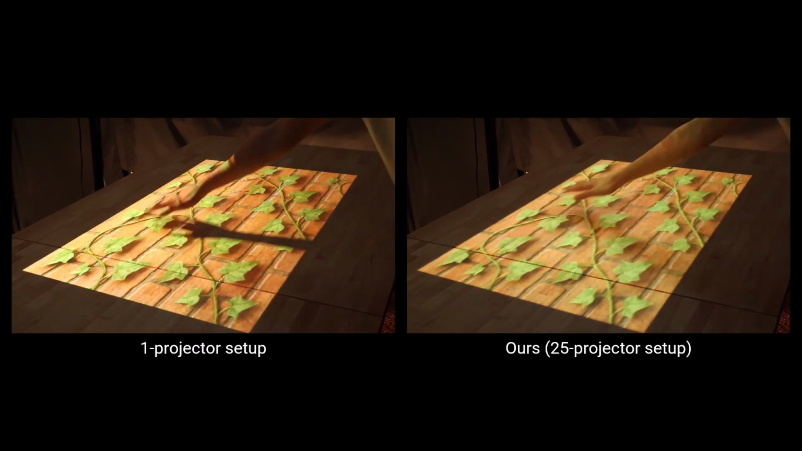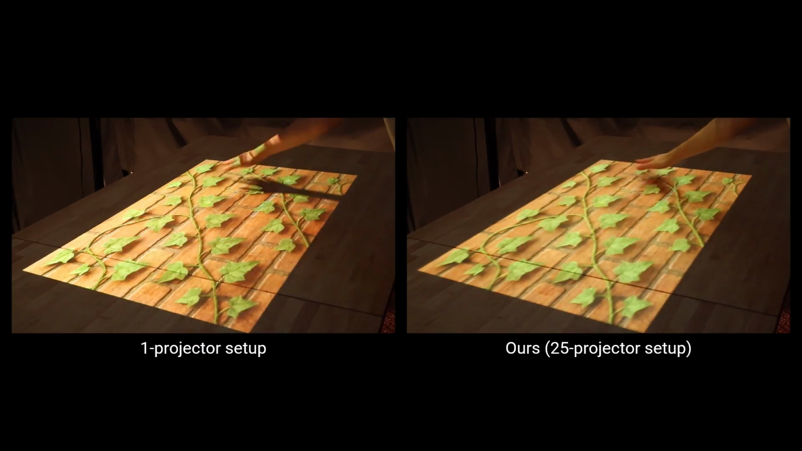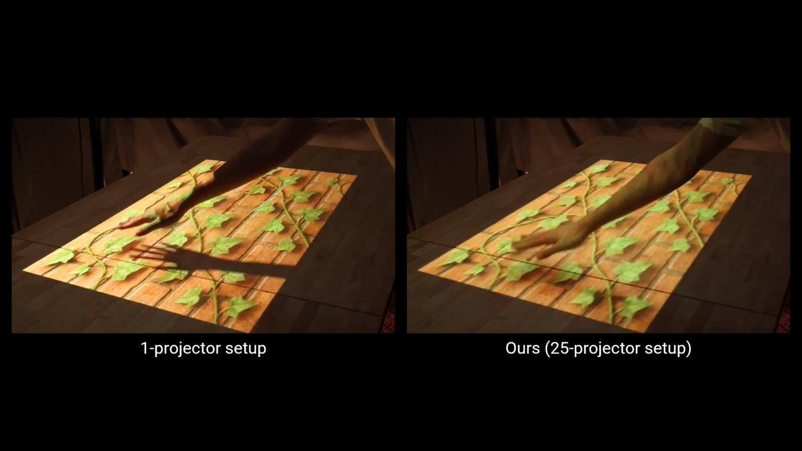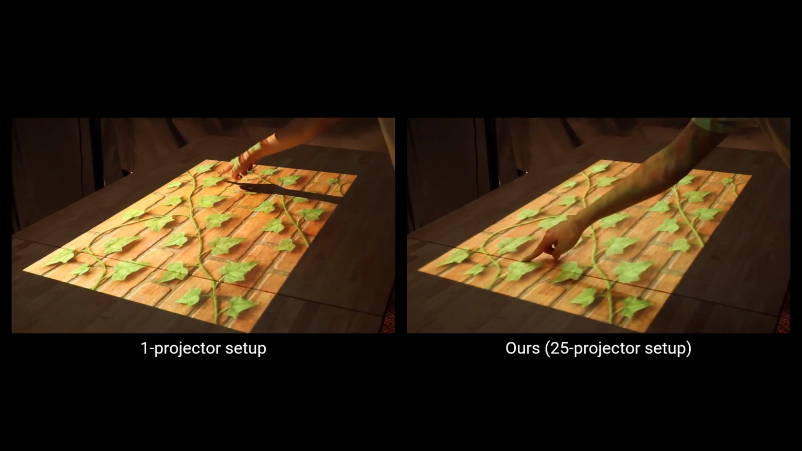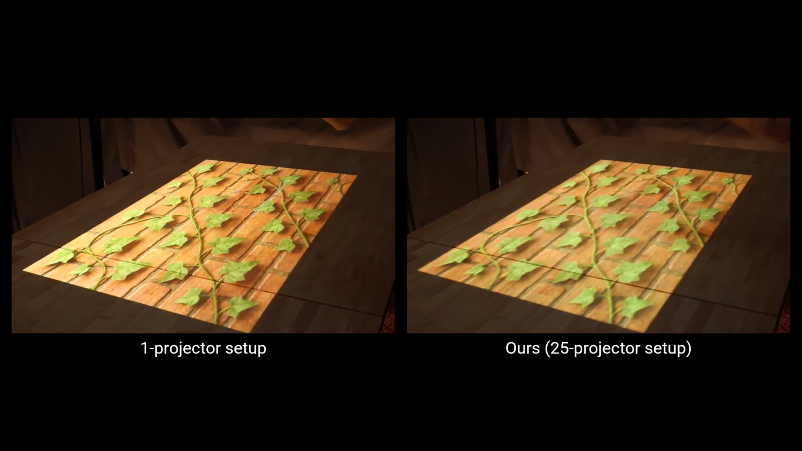We introduce a synthetic aperture projection mapping system that uses a significantly larger number of projectors arranged densely in the environment to achieve delay-free, shadowless projection for tabletop workspaces without requiring computational compensation.